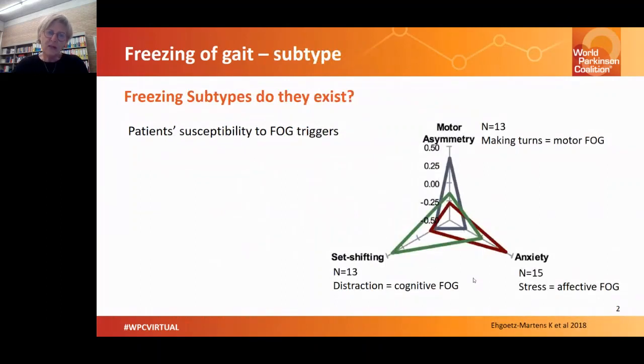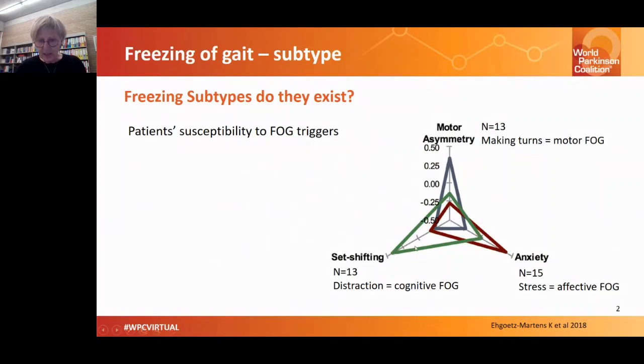First of all, I want to go back to one of his questions. Do freezing subtypes really exist? And at the moment we're unsure. But certainly this particular study looked at in which situations patients reported that their freezing was most frequent. And in blue, you see here one cluster that said that they had more freezing when they were making turns, and these patients also had more motor asymmetry.